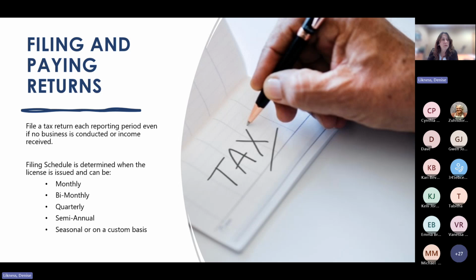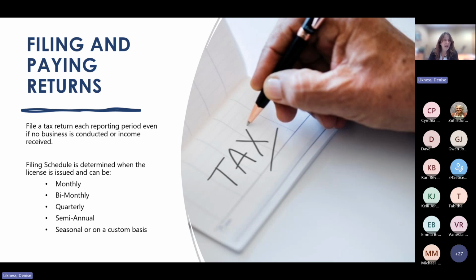Okay, when you apply for the license, an agent will contact you, and we will go over things. We research the license first, or the information that we receive, and then we go over things with you. One of those things is how often you are going to file. Filing schedules are determined when the license is issued, and it can be monthly, bi-monthly, quarterly, semi-annual, or seasonal. There are some seasonal businesses that are just in the summer, and some just in the winter. So we can adjust to that.